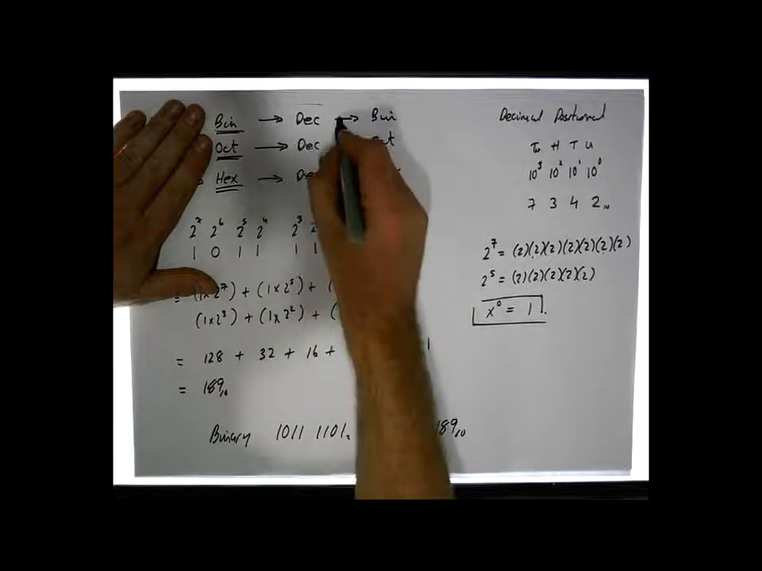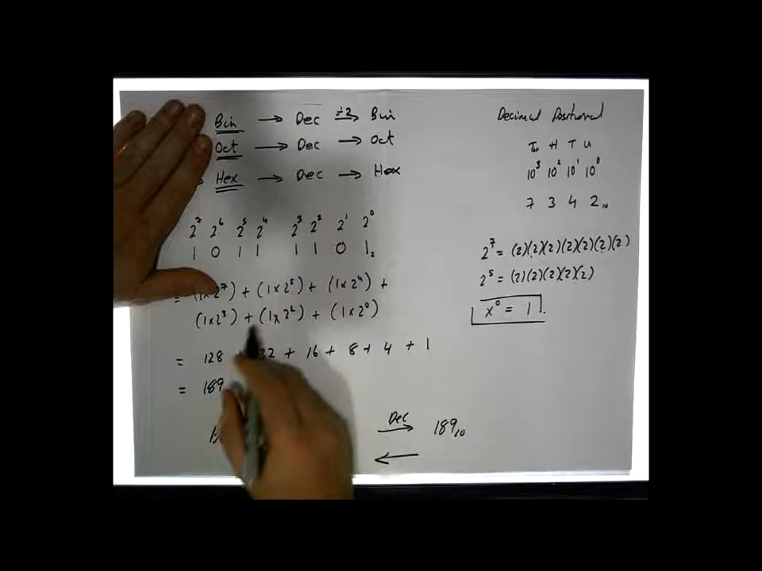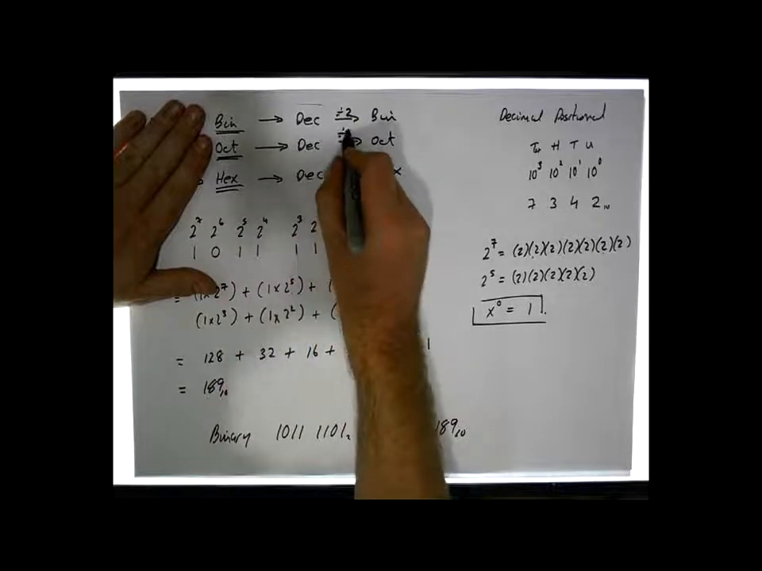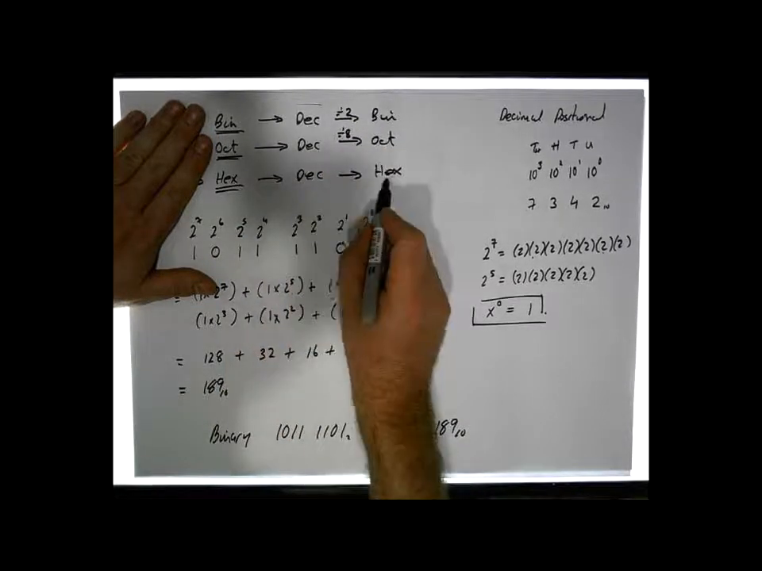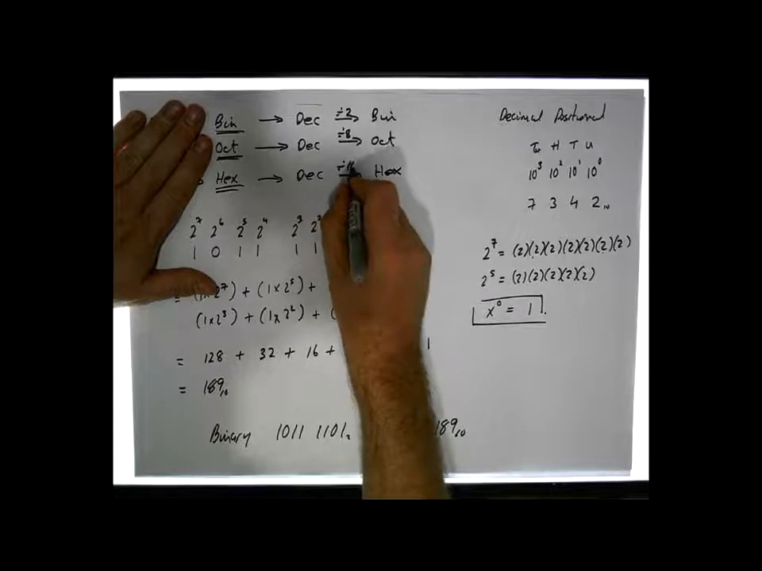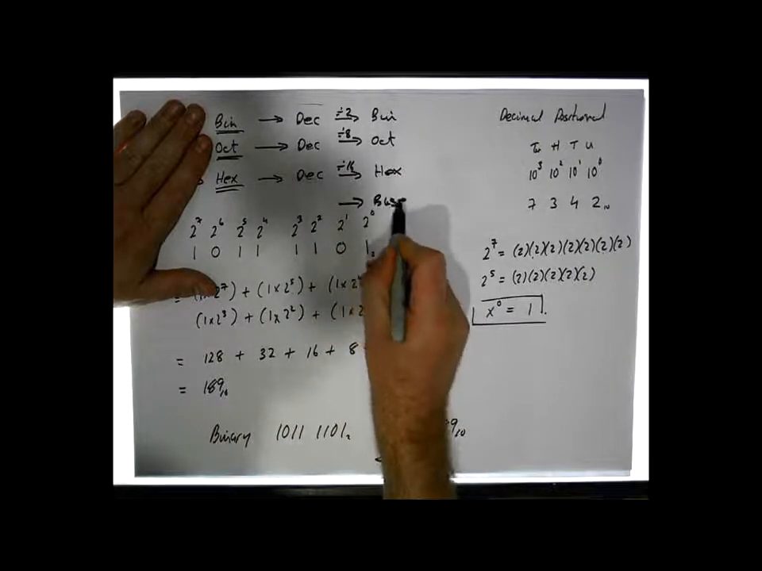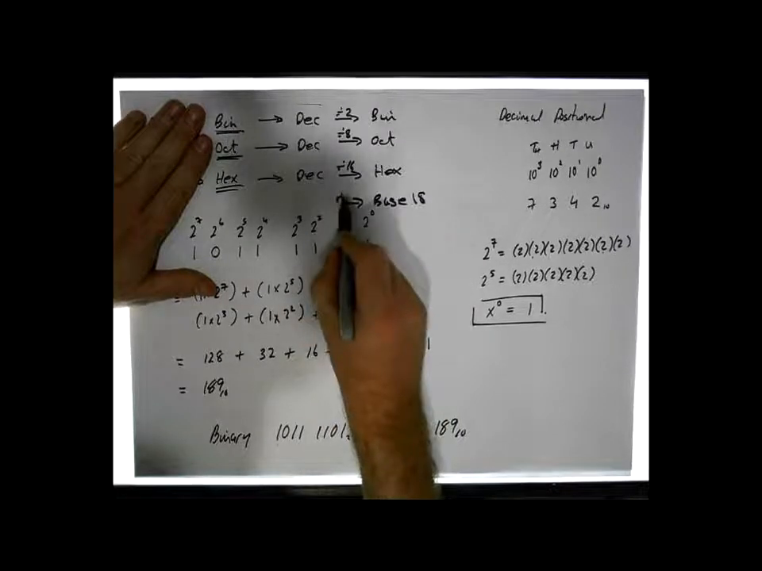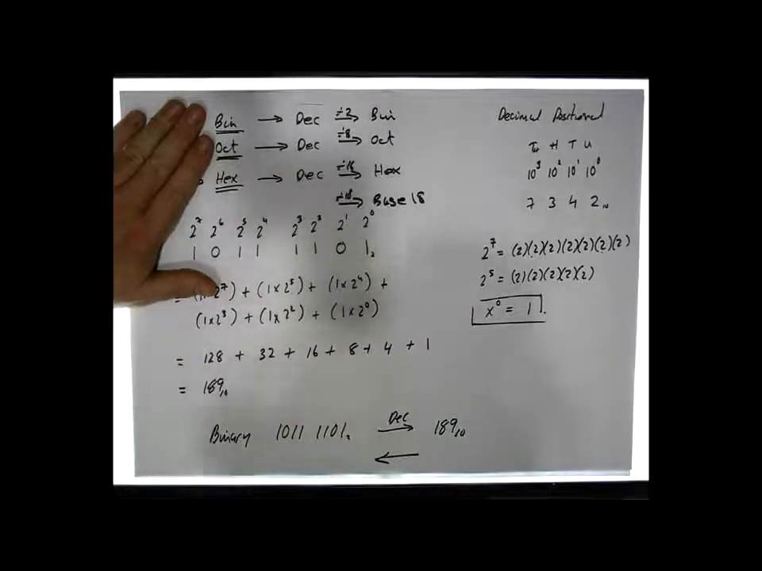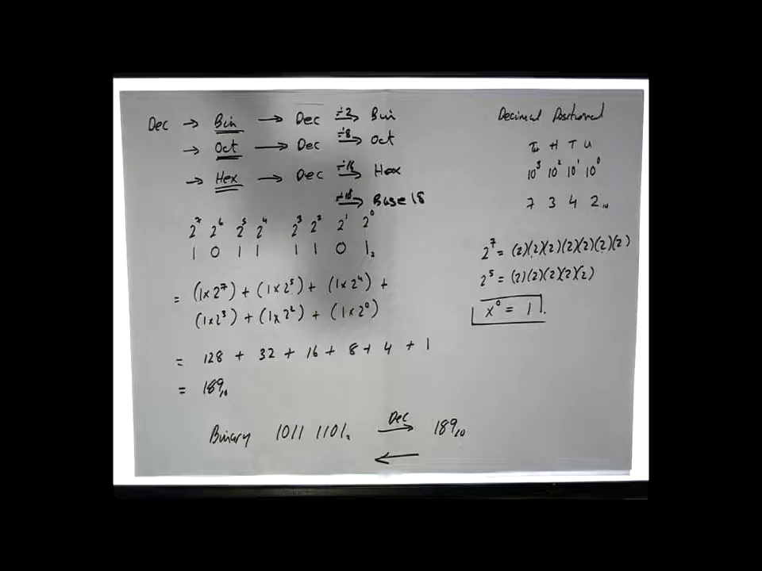To go to binary, we keep dividing by 2, keeping track of the remainders. To go to octal, we keep dividing by 8, keeping track of the remainders. To go to hex, we keep dividing by 16. To go to base 18 from decimal, we keep dividing by 18, keeping track of the remainders. So you can see now that you actually have access to any positional number system, if that makes sense.